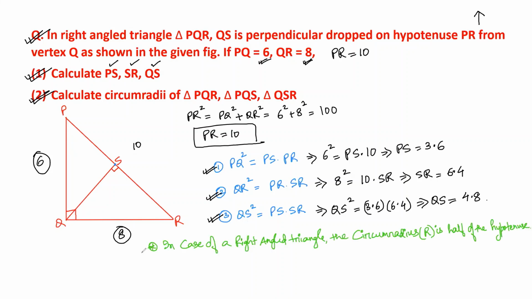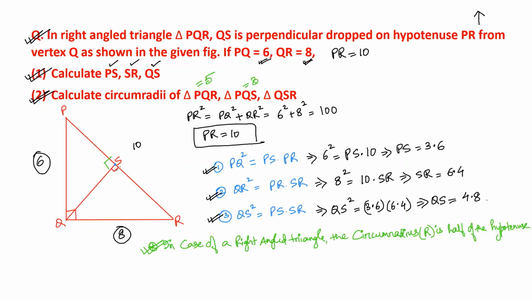Now we know in case of a right angle triangle, the length of the circumradius is half of the length of the hypotenuse. So for the triangle PQR, which is a right angle triangle, right angle at Q, the length of the circumradius would be half of the length of PR, which would be 5 units. In a similar way, PQS is a right angle at S. So the circumradius for triangle PQS would be half of the length of its hypotenuse, which would be half of PQ, that is 3 units.